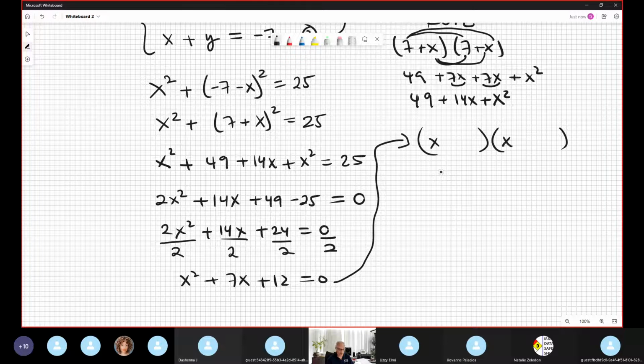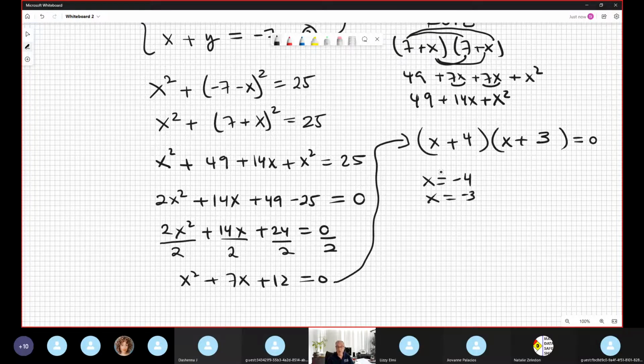The factorization obviously is 4 and 3, because 4 times 3 is 12, and 4 plus 3 is 7. And plus both, equals 0. Don't forget the equation equals 0. Therefore, we have the solution: negative 4 and negative 3.